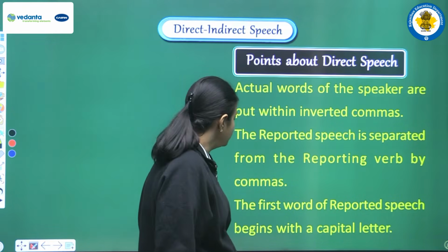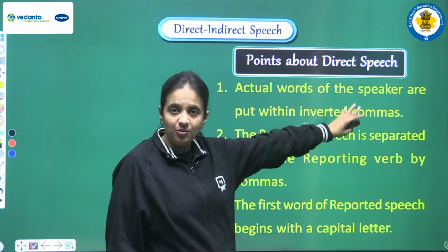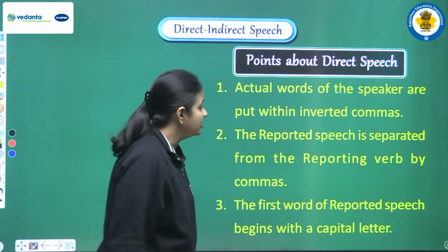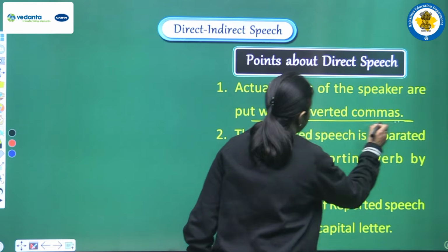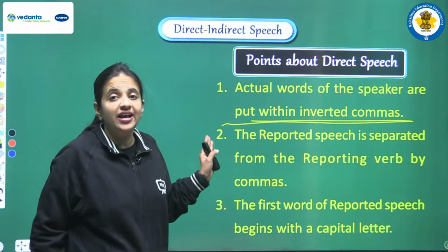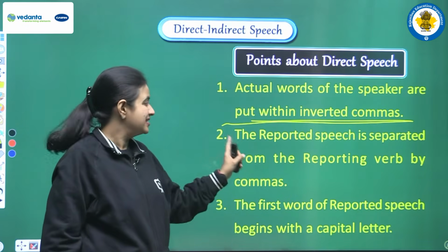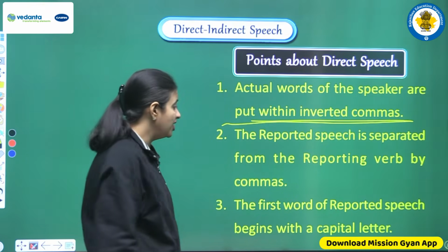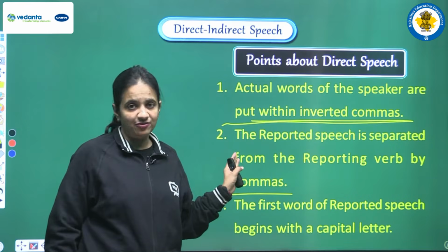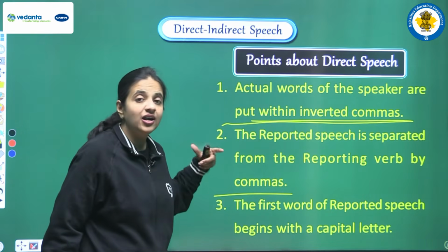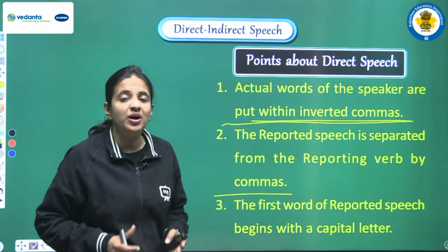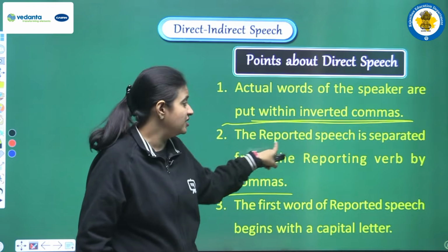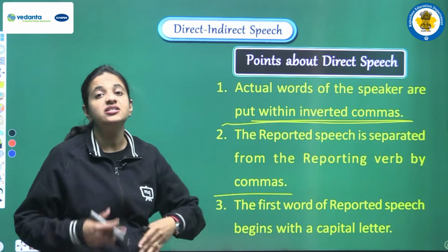Actual words of the speaker are put within inverted commas. This is clear, we have discussed already that the actual words of the speaker are always within inverted commas, and that part is known as reported speech. Second, the reported speech is separated from the reporting verb by commas, like the example that we have seen earlier. So yes, there are commas, and with the help of those commas, we can say that we are having two clear partitions. One partition is known as reported speech and the second one is known as reporting speech.